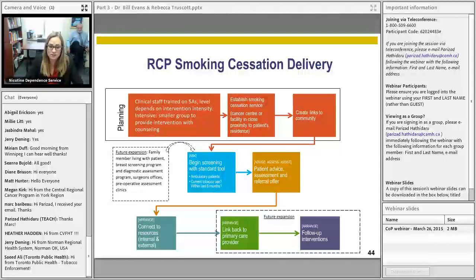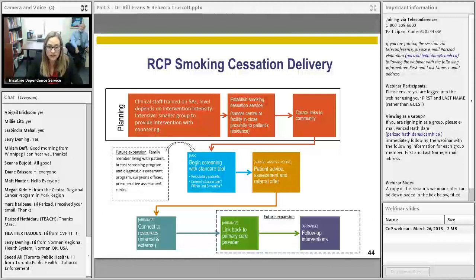The assess and assist are sometimes coupled together and sometimes actually omitted, and the clinician will progress straight to the arrange, depending on the services that are available within the center, to refer to someone for further cessation advice.